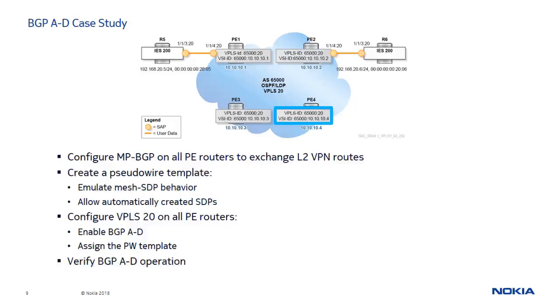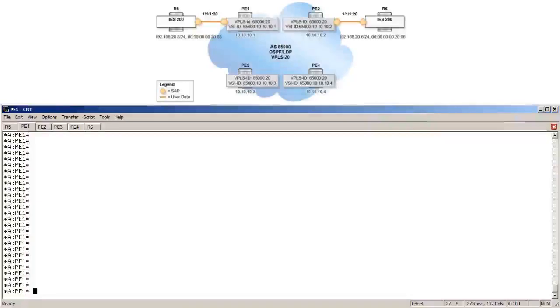Finally, once the configuration is complete, we will verify the BGP AD operation. Alright, let's start the lab for BGP Auto-Discovery. The first step is to configure MPBGP sessions between the PEs to exchange L2 VPN routes.